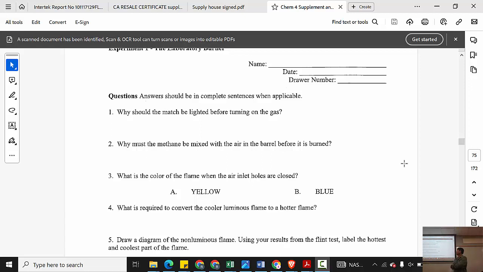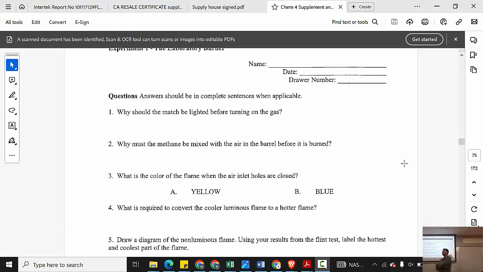What is the color of the flame when the air inlet holes are closed? Where are the air inlet holes located? At the bottom. How do you open and close the air inlet holes? I didn't realize not everybody knew this. So if you don't know this, you pay attention. Yeah, you just twist the barrel. You can twist it out, that'll open the holes. You twist it in, and that'll close the holes. That's how we get the right mixture.